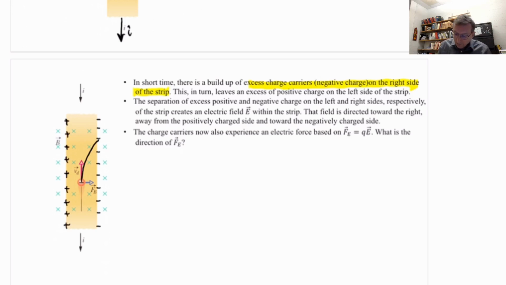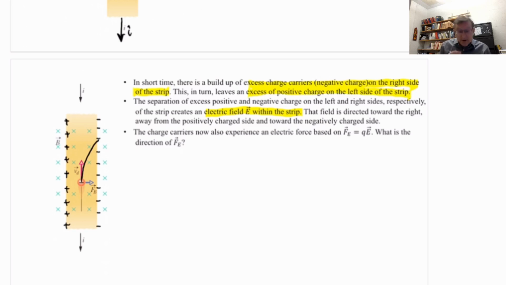Like so. Okay? So now we have an excess of positive charge on the left side of the strip. Oh, but now I've got a separation of charge, positive and negative. Guess what? That creates the electric field. So now we have an electric field E within the body of the conducting strip. It must not be a conductor in equilibrium, electrostatic equilibrium. It's not.